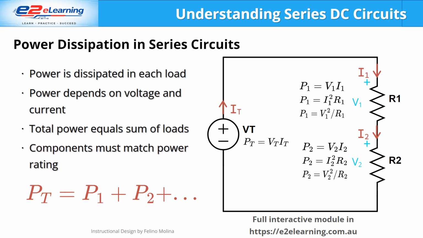It is critical that components are selected with power ratings that exceed the calculated power dissipation. If a resistor is required to dissipate more power than its rated value, it will overheat, degrade, and potentially fail. In practical applications, engineers and electricians include a safety margin to ensure reliable operation and to prevent thermal damage over time.